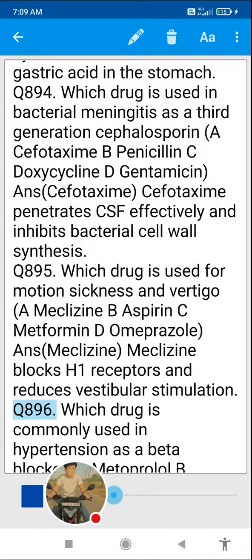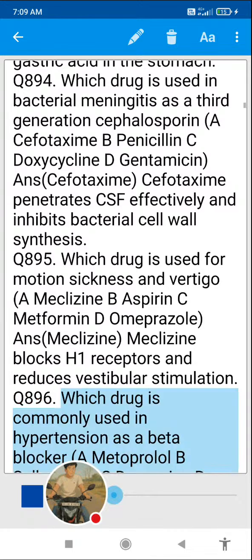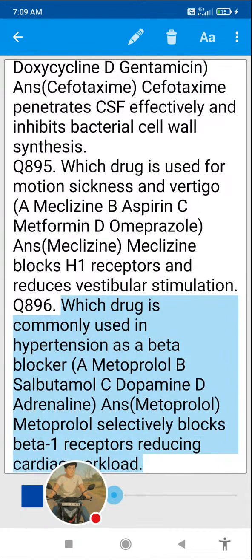Q896. Which drug is commonly used in hypertension as a beta blocker? A. Metoprolol. B. Salbutamol. C. Dopamine. D. Adrenaline. Ans. Metoprolol. Metoprolol selectively blocks beta 1 receptors, reducing cardiac workload.